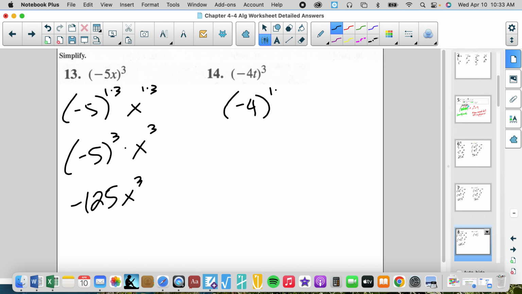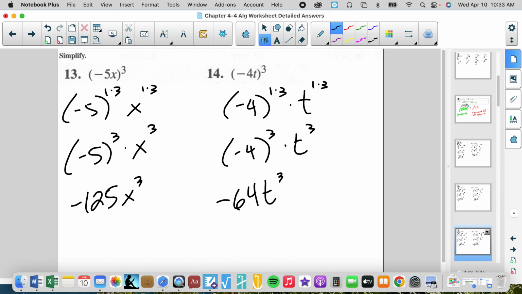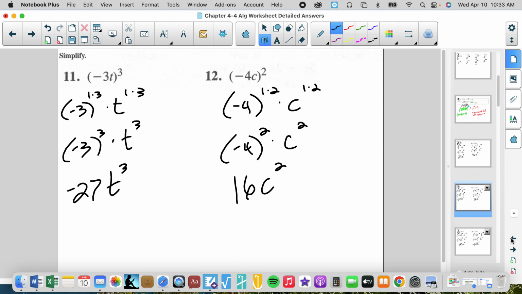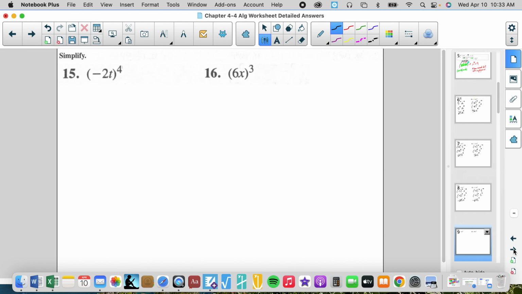Negative 4 to the 1 times 3, t to the 1 times 3. You have negative 4 to the third, t to the third. That's going to be, no parentheses, negative 64 t to the third. Any negative number to an odd exponent is always going to stay negative. Any negative number to an even exponent is going to go positive, because the even number of negatives will cancel to make positive.